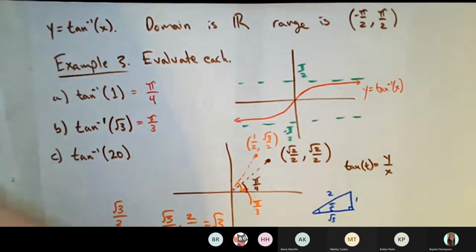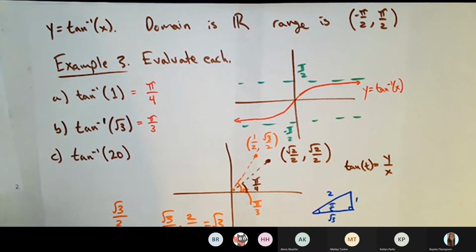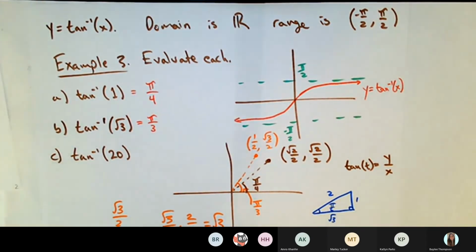So let me get my calculator out. I'll type 20 and then tangent inverse. And it's giving me it in degrees. So let me change it to radians. Come on, calculator. 1.52 is what I'm getting there, just by using the calculator.